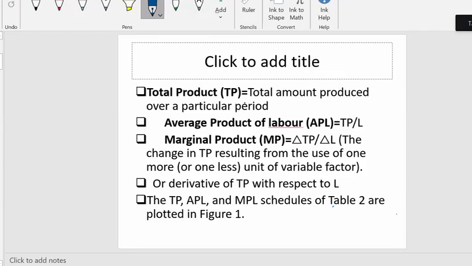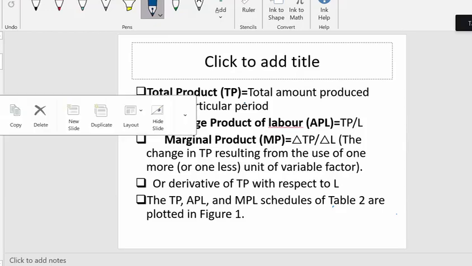Now let's see, before this table, in production, there are some concepts you have to understand. We have total product. This is the total amount of goods what? Produced. This is a total amount produced over a particular period, right? But when you talk about average products or APL, you have to take the total product divided by what? Kwa mfano, sawa?